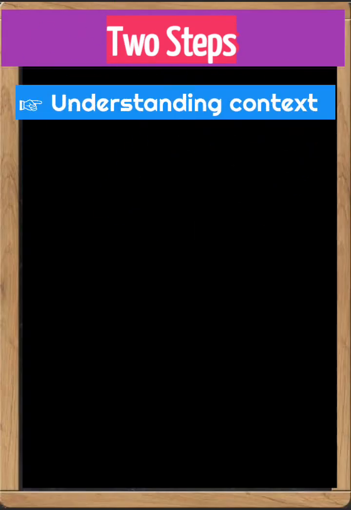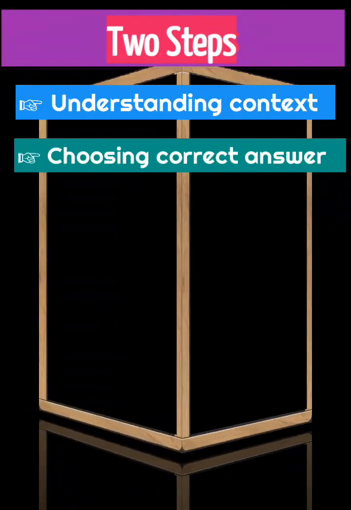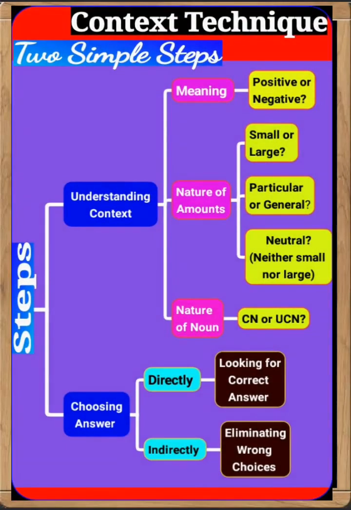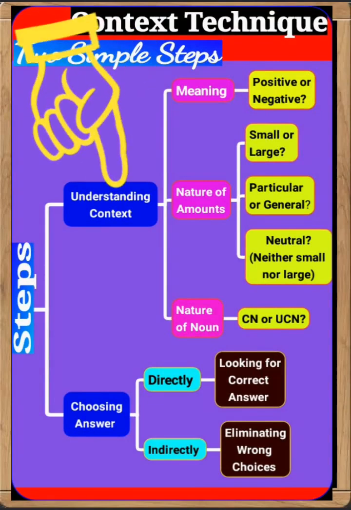To use this technique, follow two simple steps: understanding the given context and choosing the correct answer based on the given context. Look at the brief summary on the screen. Whenever you are asked a question about quantifiers, the first thing that you should do is understand the given context. That means read each sentence or clause carefully and understand it.